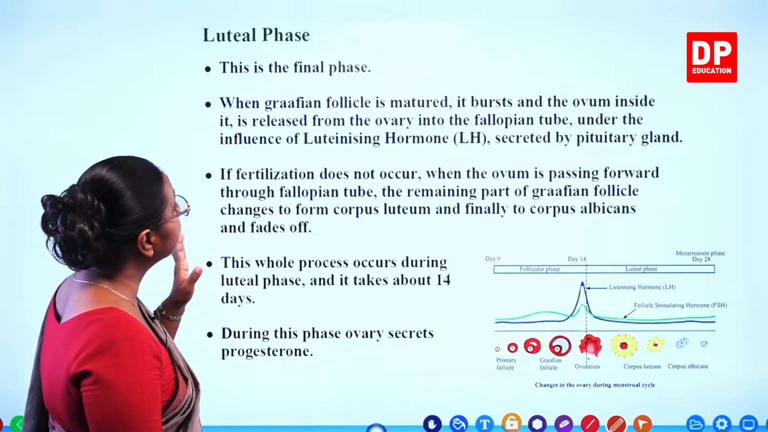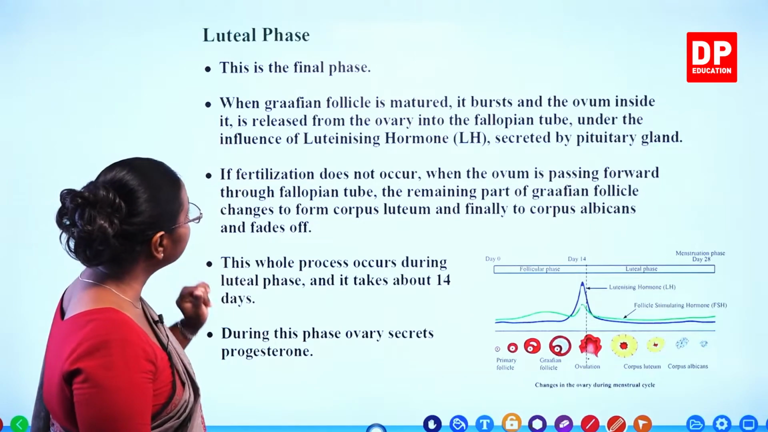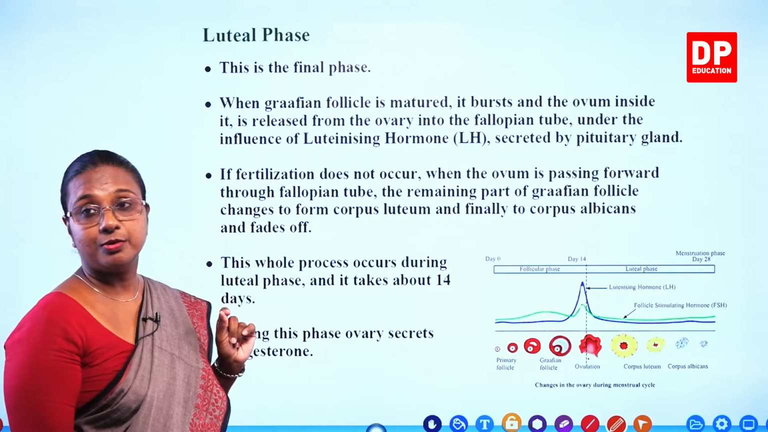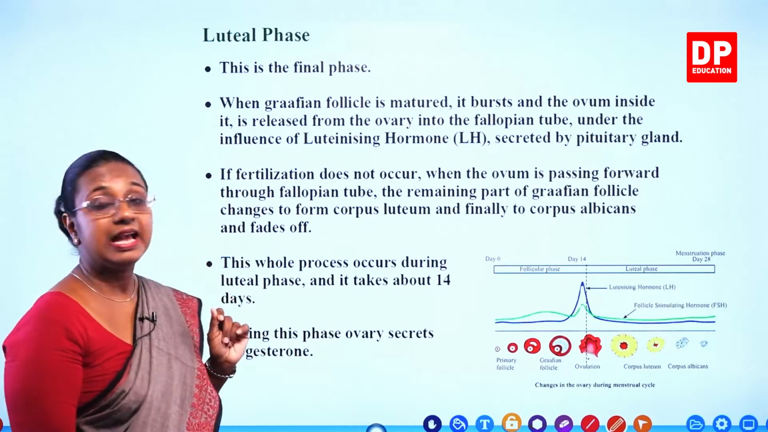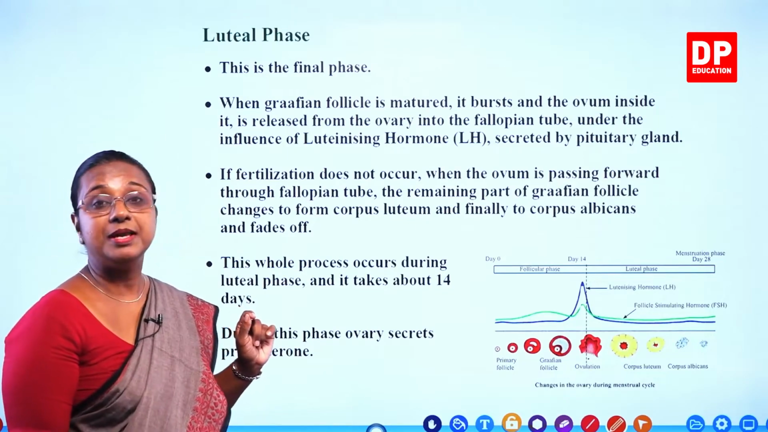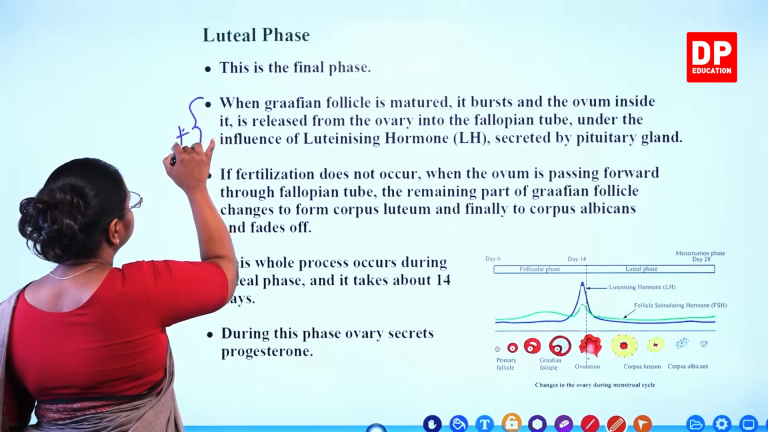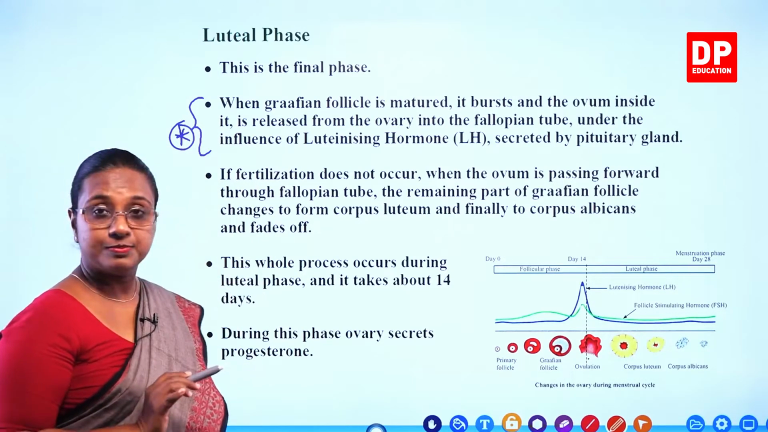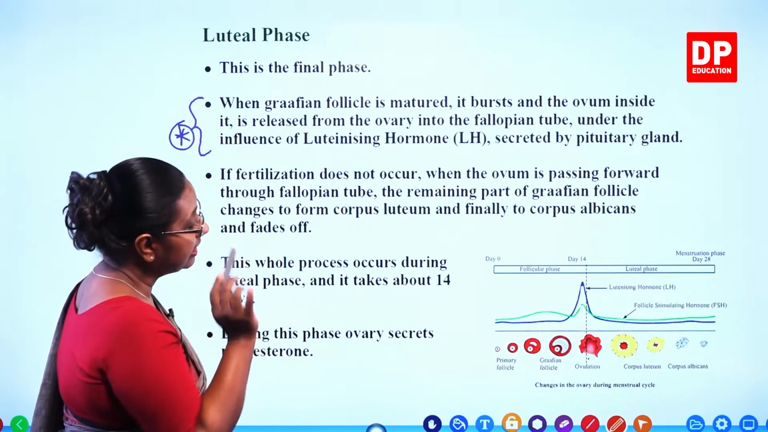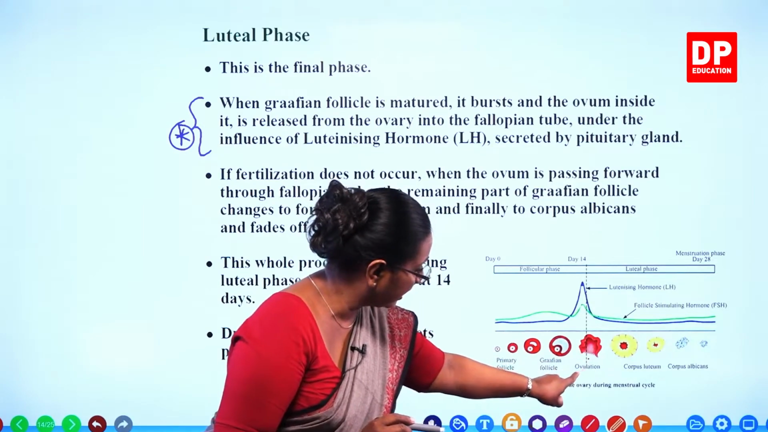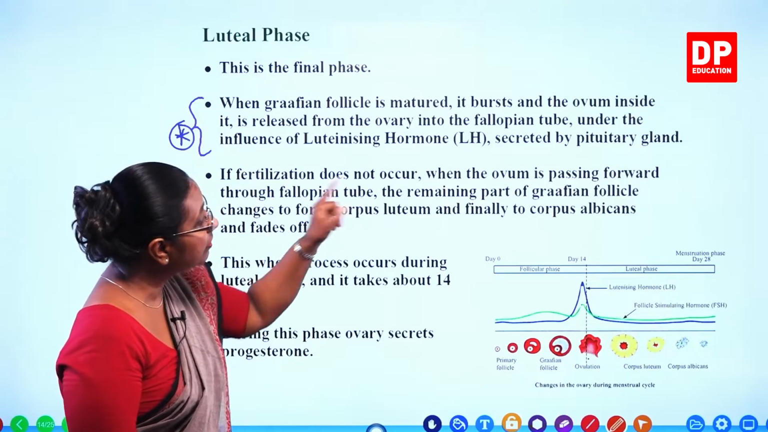When the Graafian follicle is mature, it bursts and the ovum inside it is released from the ovary into the fallopian tube under the influence of luteinizing hormone, that is LH, secreted by the pituitary gland. So, this is something that you need to remember, students. At this stage you can see the Graafian follicle is matured and it bursts open, releases the ovum, and it is released from the ovary into the fallopian tube.